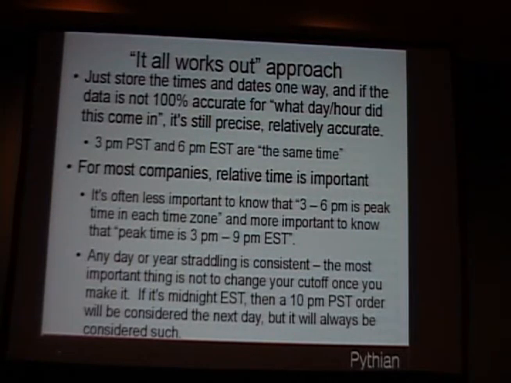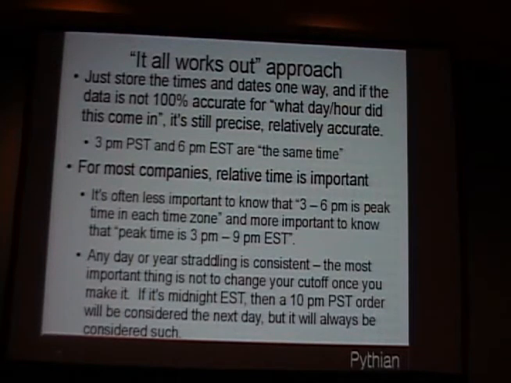For most companies, the relative time is important. It's often less important to know that 3 to 6 p.m. is peak time in each time zone, right? Your marketing people might want to know that, but your system administrator and your database administrator don't need to know that. It's actually more important to know that peak time on the website is 3 p.m. to 9 p.m. Eastern time. You don't care that it's 10,000 users from Eastern time and 10,000 users from Pacific time. What you care is the site might die between 3 and 9.